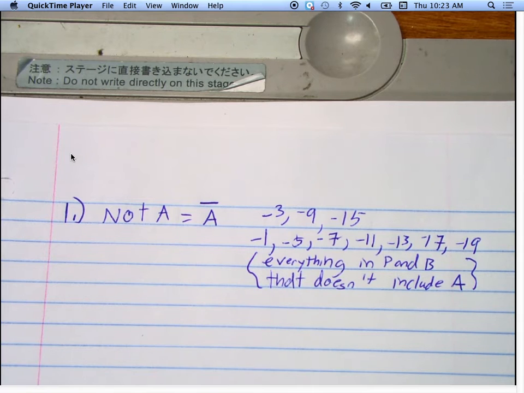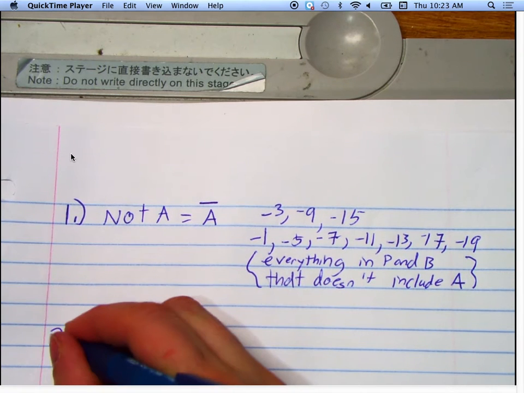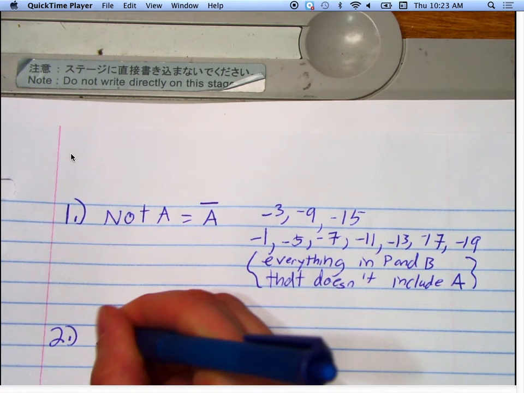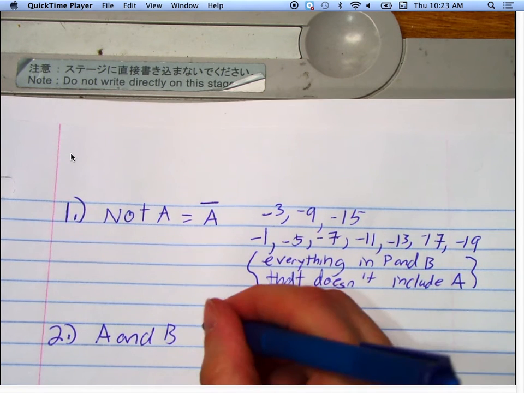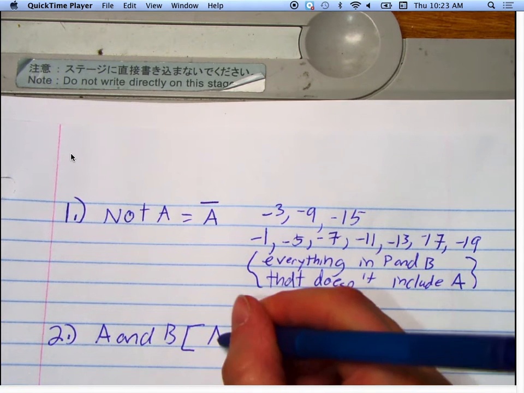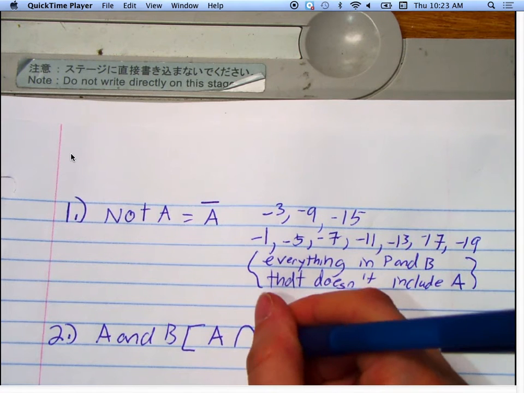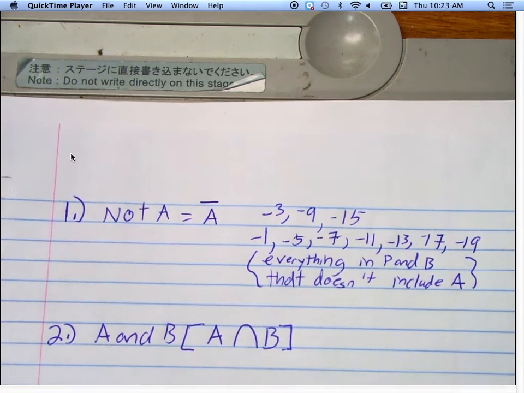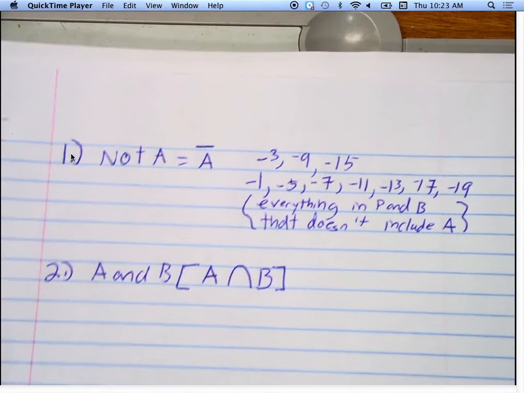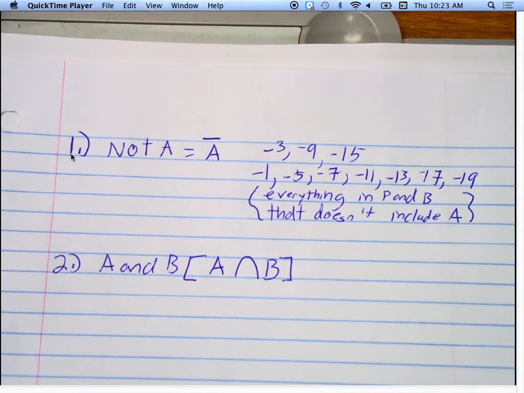Okay, you ready for the next one? Wait. Okay, for number 2, we're going to say A and B. And this is going to now be written as A, this upside down U, B. So that is a notation you need to know. Okay, what numbers are in A and B?